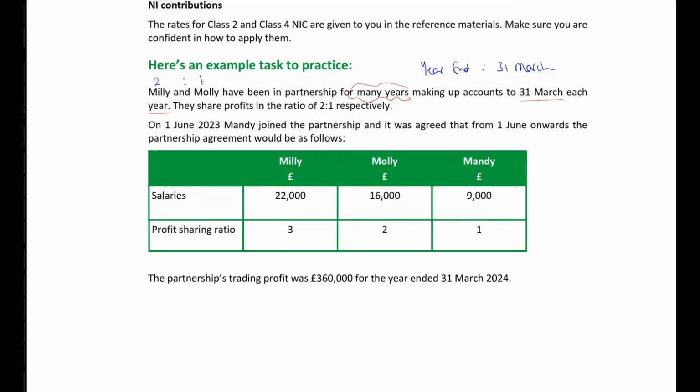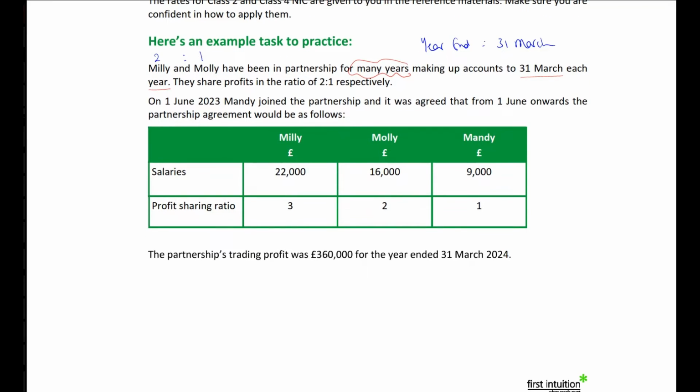Now on the 1st of June 2023, part way through the year, we have a little timeline here. We're told that we're dealing with the year to March 2024. So if my year starts in April of 2023 and it ends in March of 2024, and I'm told on the 1st of June 23, so just 2 months into the year, Mandy joins.